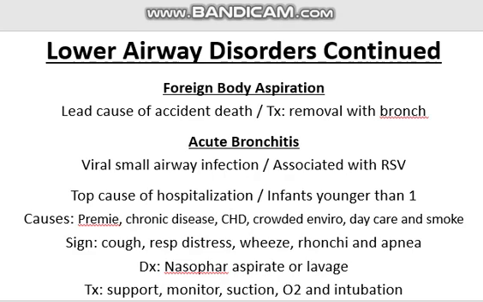Causes include premature birth, chronic disease, CHD, crowded environment, daycare and smoke. Signs include a cough, respiratory distress, wheeze, rhonchi and apnea. Diagnosing is done with a nasopharyngeal aspirate or lavage sample. Treatment includes support, monitor, suction, O2 and intubation.